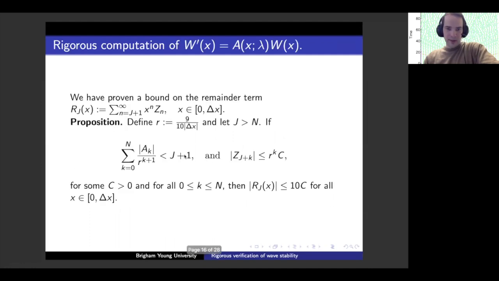Okay, so that's the way we compute the Evans function. And now to talk about how we compute the profile.